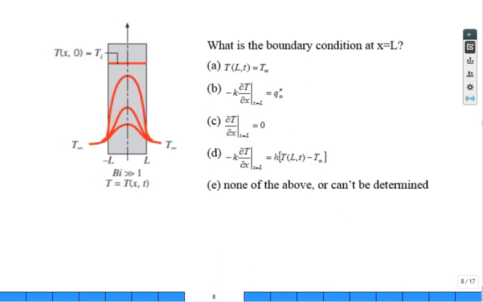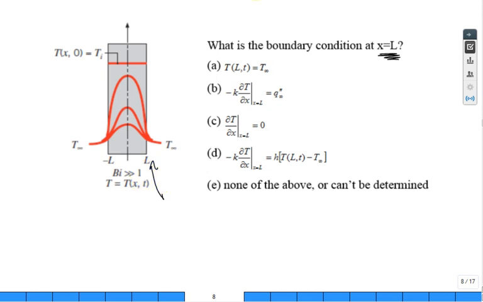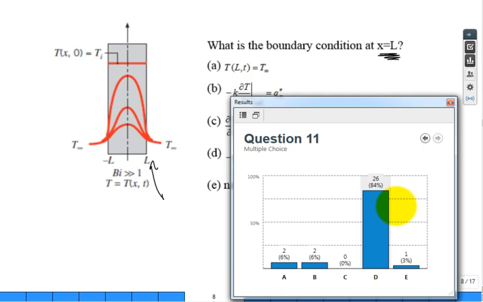30 seconds. What is the boundary condition at x equal to plus L? This one right there. And we'll just show it. D is the correct answer.